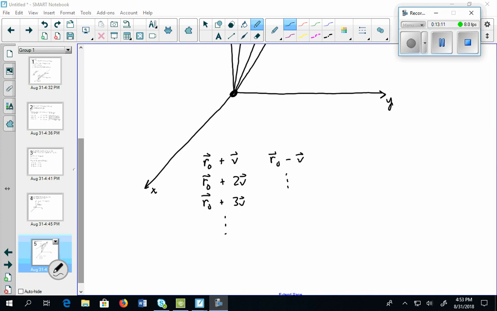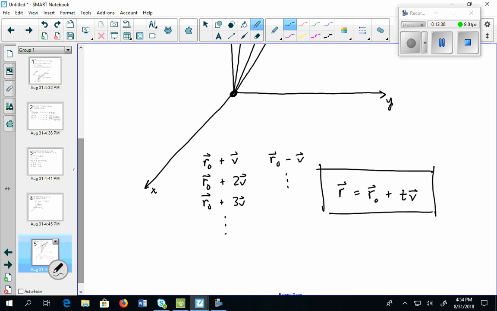So what happens is we are going to get R, just the R notation, no subscript. Now this is going to be equal to the vector R naught plus, now t can be any scalar, t times the vector v. And this is what we call the vector equation, or the general vector equation of the line.